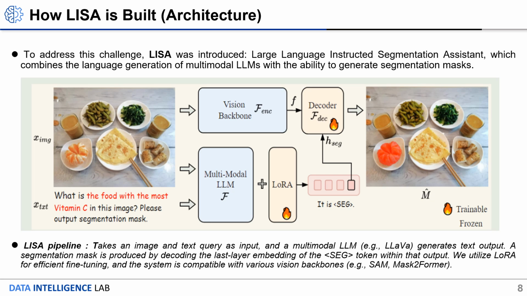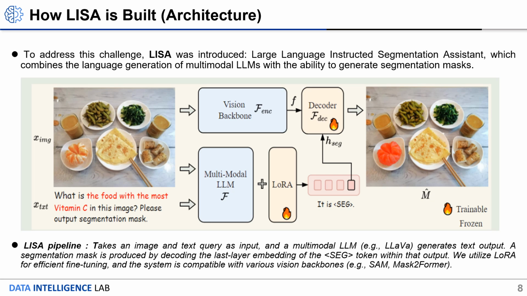Crucially, when it determines that segmentation is needed, it outputs the special SEG token. The internal representation or hidden embedding associated with this token is extracted from the LLM's final layer. This embedding goes through a small trainable MLP projection layer. In the decoder, finally, the processed embedding and the original visual features are fed into the trainable decoder.